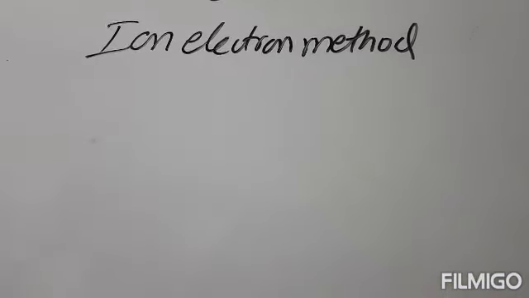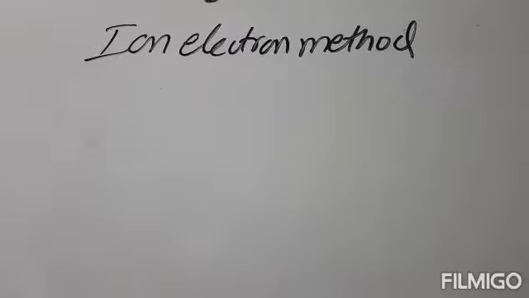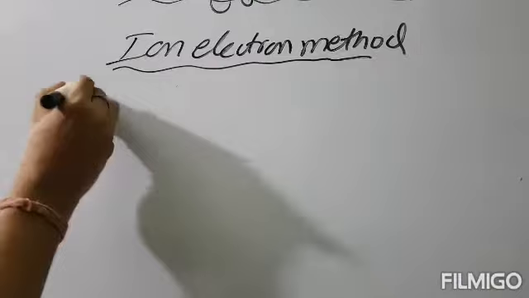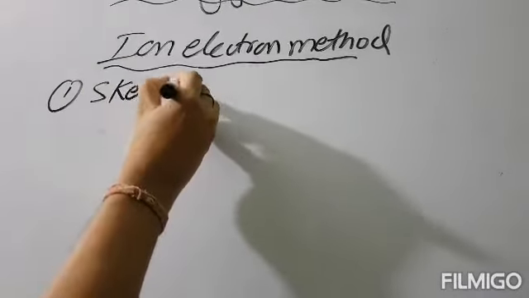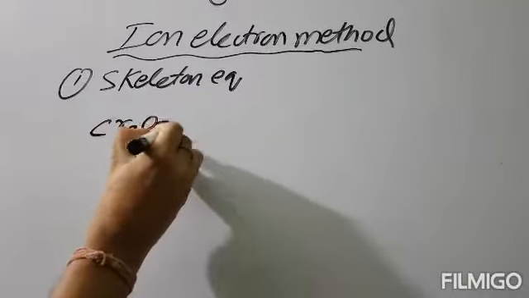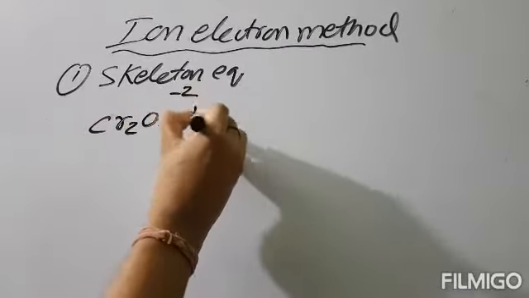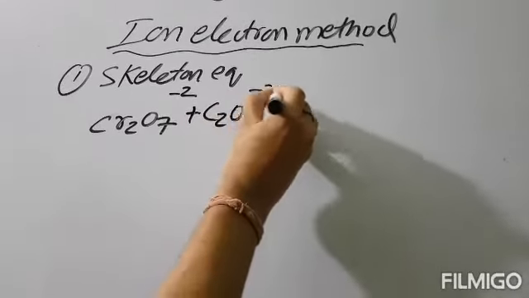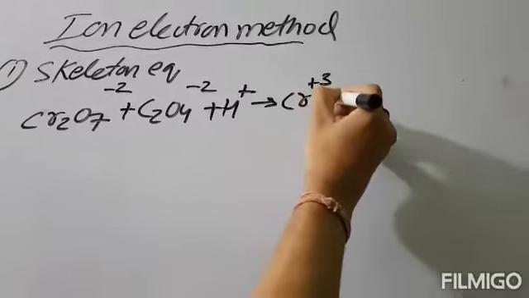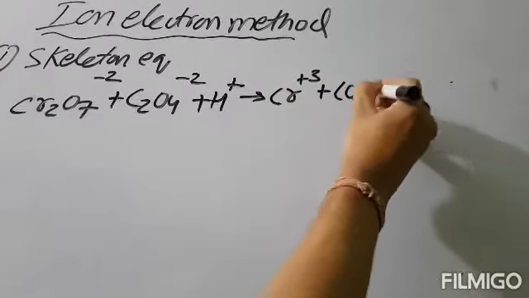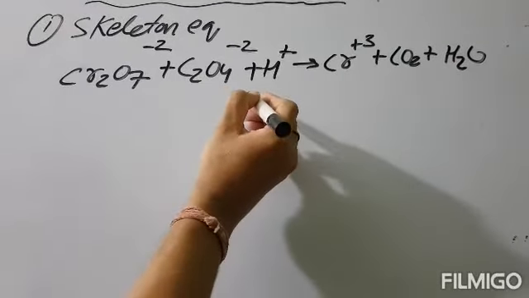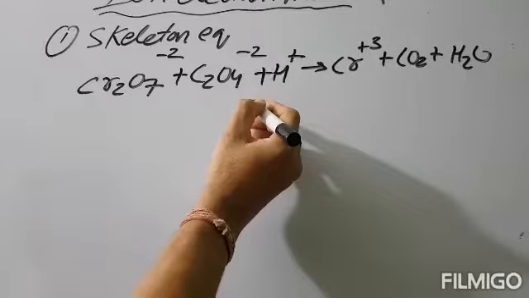The second method for balancing of redox reaction is the ion electron method. In this, first again the given unbalanced equation or skeleton equation is written: Cr2O7 2-, plus C2O4 2-, plus H+, gives Cr3+ plus CO2 plus H2O. Now this is the unbalanced or skeleton equation, and we are supposed to balance it by the ion electron method.